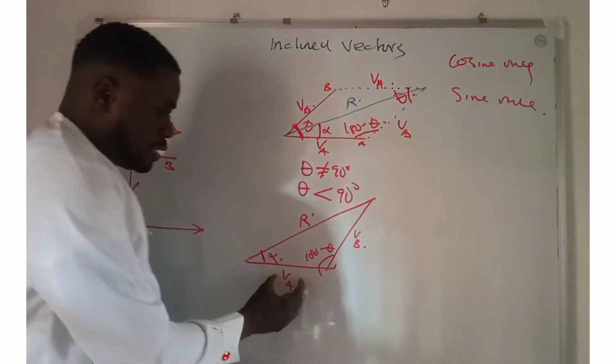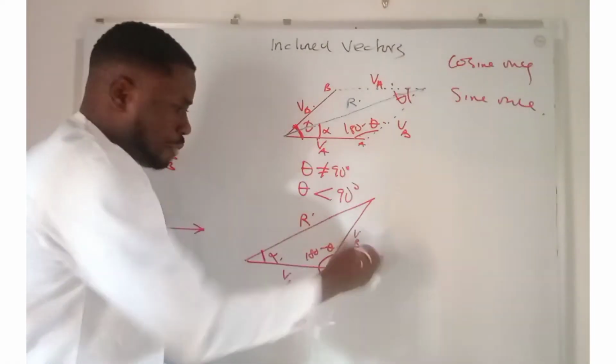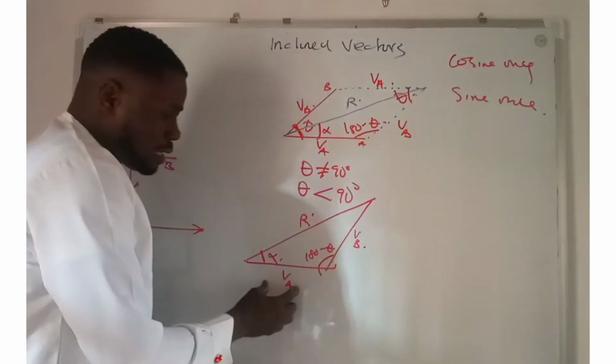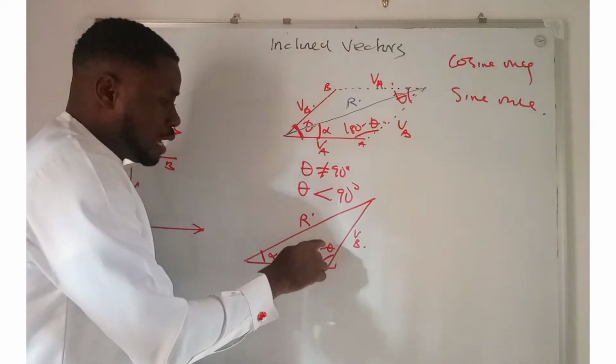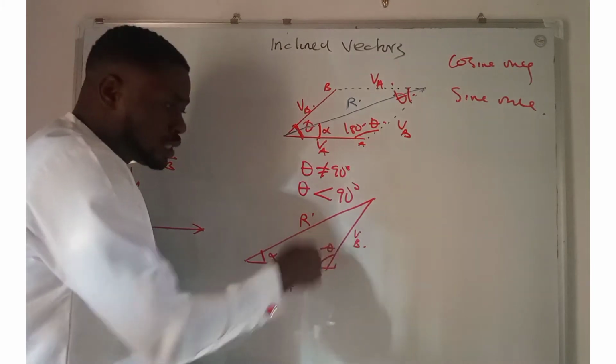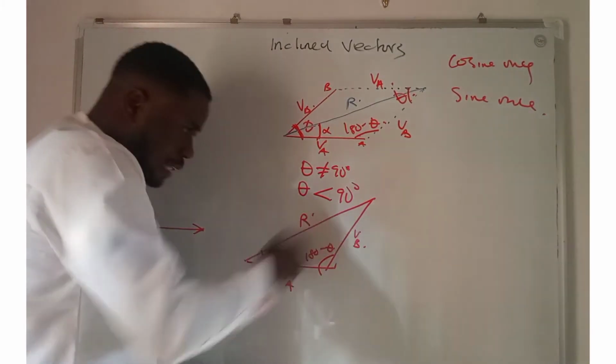Look at this case. In this case, we assume VA is given, VB is given. I may say here is 10 kilometer. Here is 30 degrees. Here is 120 degrees. It means, therefore, that this side is given, this side is given, and this side is given.